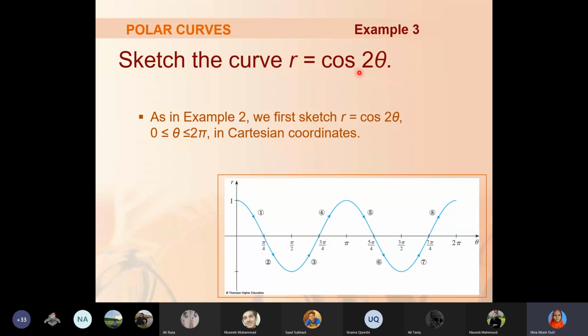First you will draw this curve in the Cartesian coordinate system by taking r along the y-axis and theta along the x-axis. You will get this curve. Now with the help of this curve you will draw the curve r is equal to cos 2 theta in polar coordinates. Okay, draw this in polar coordinates. Now do it by yourself, all of you.